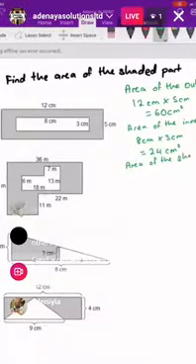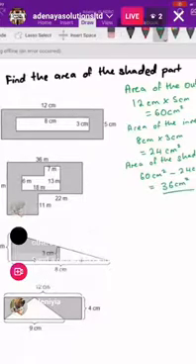The shaded part will be 60 centimeters squared minus 24 centimeters squared, which gives us 36 centimeters squared. Yeah? So that's how you'd find the area of the shaded part for part A.